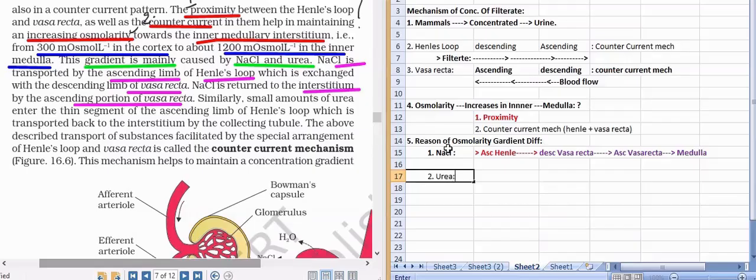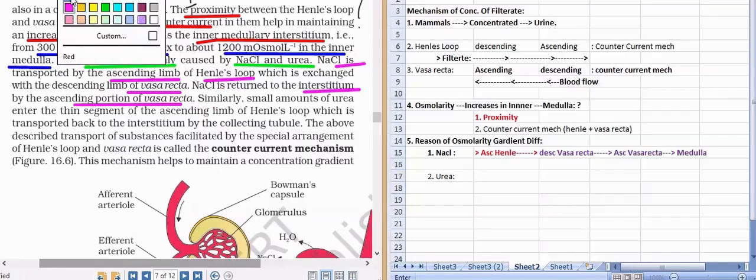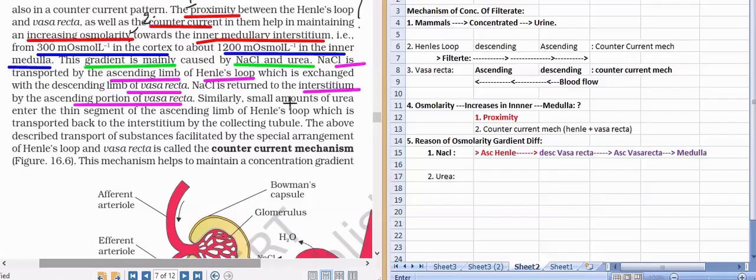What is the story of the urea? Here he is saying a small amount of urea enters the thin segment of the ascending limb. In the ascending limb again, thin will be there, thick will be there. It means thin, in the ascending limb of Henle's loop. This you should remember. So urea is entering, and from where it is entering you also have to understand.